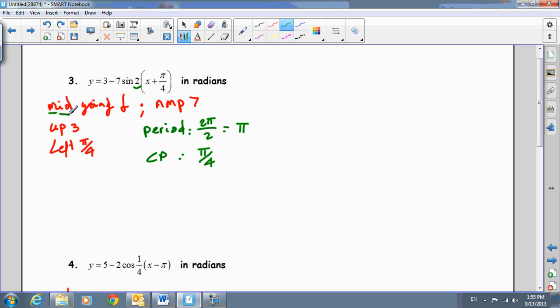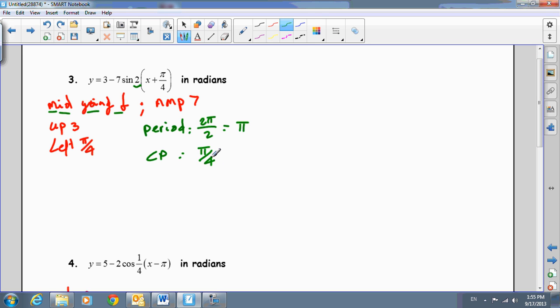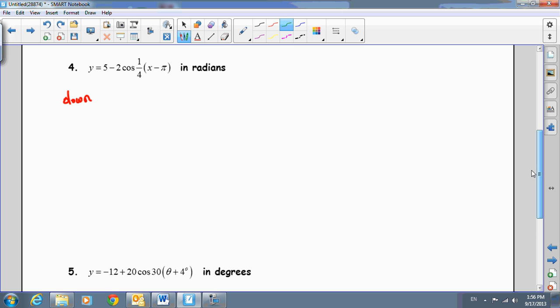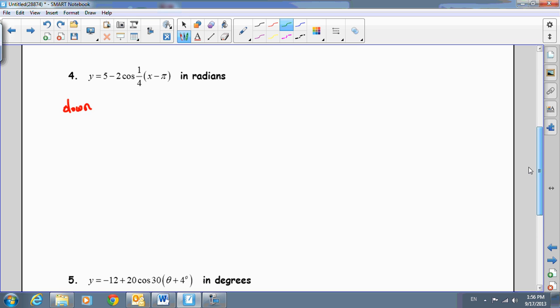Remember, this is the most important information. Middle going down. You start in the middle and you will be going down. Critical point tells you by how much you're going to be labeling your axis. And up 3 left pi over 4 tells you how you're shifting your original point. Let's go ahead and do number 4.